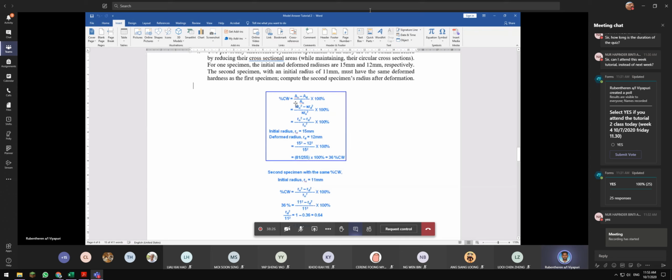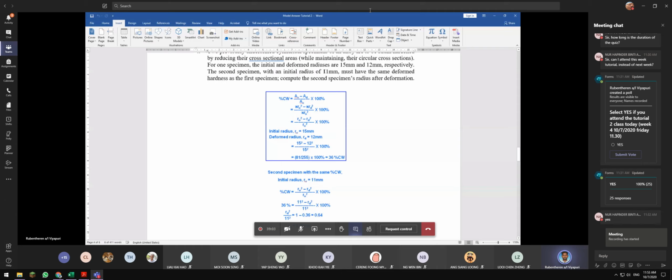Okay, percentage of cold working is the area initial minus final, divided by initial, times 100, with area as pi r squared. Use this formula. The initial radius is 15 over here. The deformed radius is 12, which is this 12. Plug in your values in the formula to get the cold working percentage, which is 36%. You need to reuse the 36% because they said that it must have the same deformed hardness. So 36% cold working.